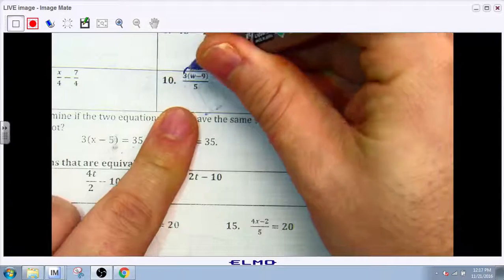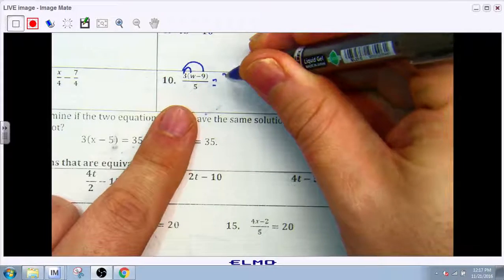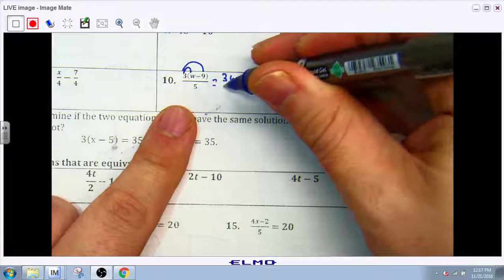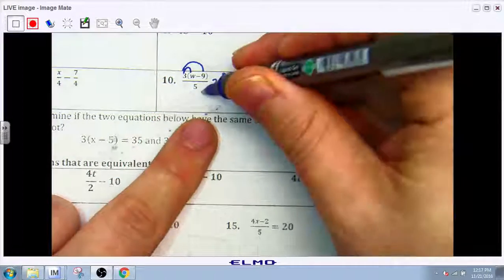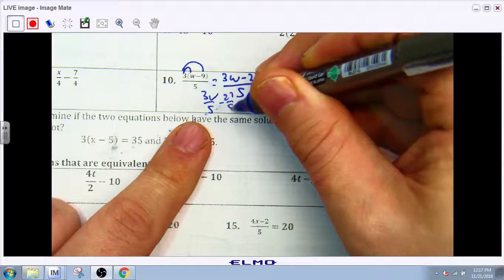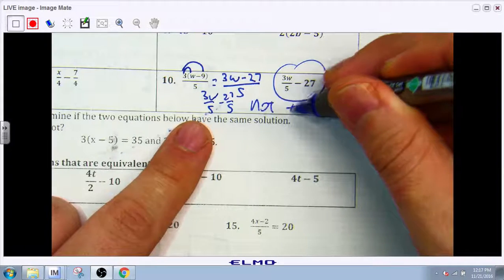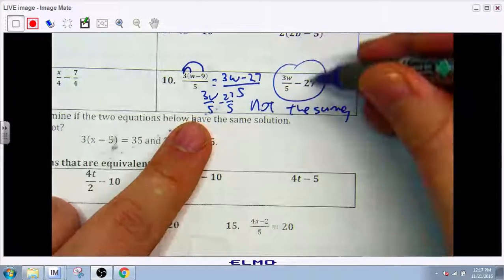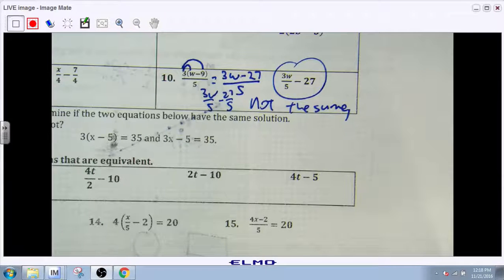So what I'm going to do is try to simplify my left side. So I know that's going to be 3 times w and 3 times a negative 9. So that's going to be 3w minus 27 all divided by 5. And then even if I were to split that up, I'd have 3w over 5 minus 27 divided by 5, which is not going to be the same. Not the same. Right? This 5 distributes to both. So actually, you know what? I should probably slow down and explain this step here.